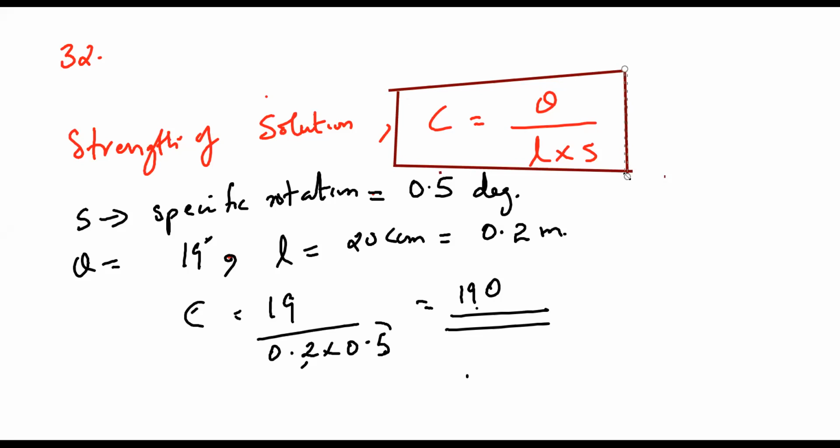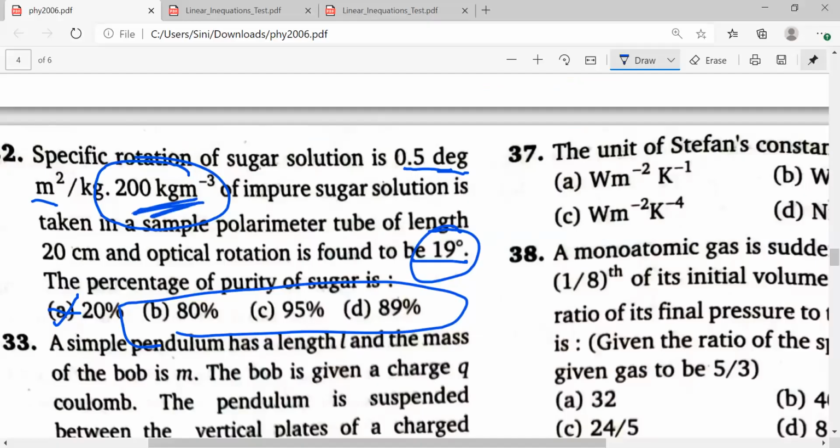That is given as 0.5. We're just substituting and getting 190. Next step, comparing the purity of the solution. So 190 by 200 is already given in the question itself. The question is given, this one. Just do this thing and let me know.